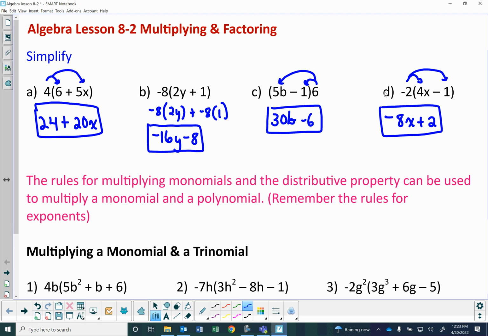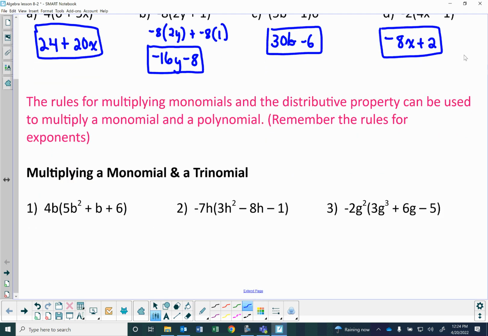Now, what we're going to do today is talk about how to multiply monomials to another polynomial and how to reverse that process. So the rules for multiplying monomials and the distributive property can be used to multiply a monomial and a polynomial. We have to remember the rules for exponents. Please remember your exponential rules, which is what we learned in Chapter 7.